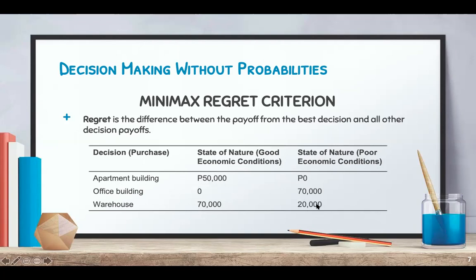Now in the state of poor economic conditions, the highest is the apartment building with 30,000 pesos. That's why its regret is 0. For the office building, the payoff earlier was negative 40,000. So when we deduct negative 40,000 from 30,000, the opportunity loss is 70,000, or the regret is 70,000. And then for the warehouse, the payoff earlier was 10,000. So 30,000 minus 10,000 is 20,000. So the regret is 20,000.